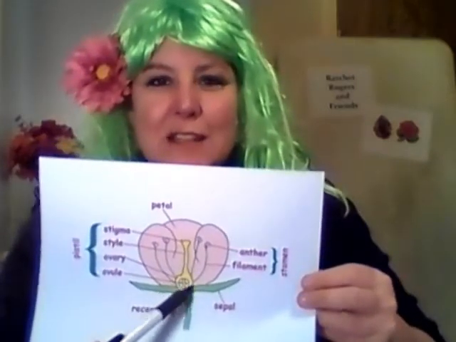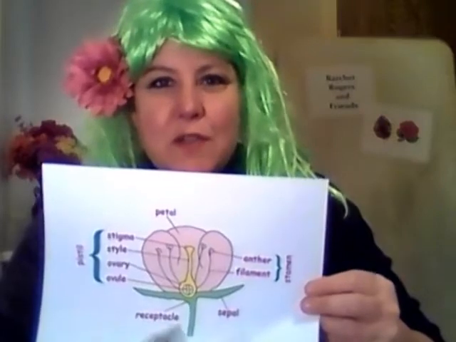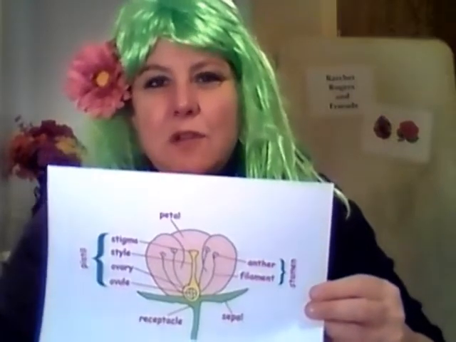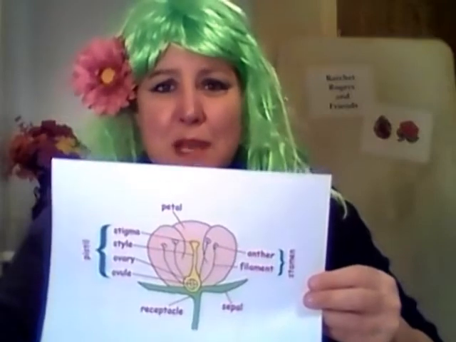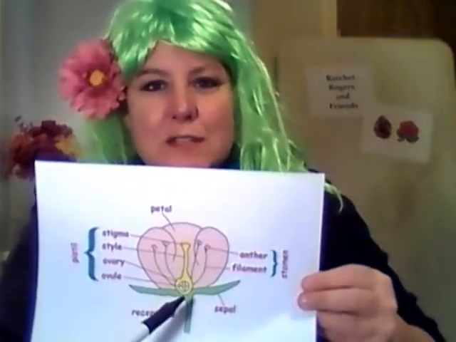Now, to protect the seeds is the fruit or the ovary. So think of it this way. The ovule is like a seed. The ovary is the fruit. The best example is an apple that I can think of, or a tomato. First there's the flower, and inside of it are the seeds.